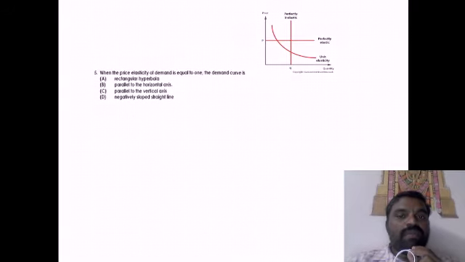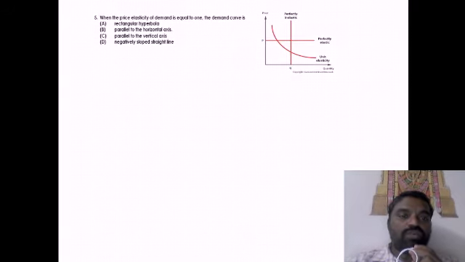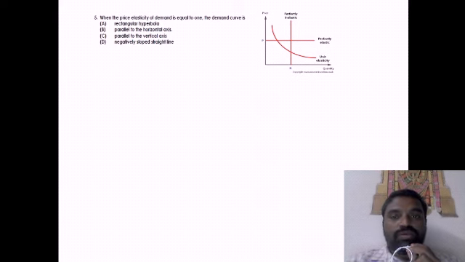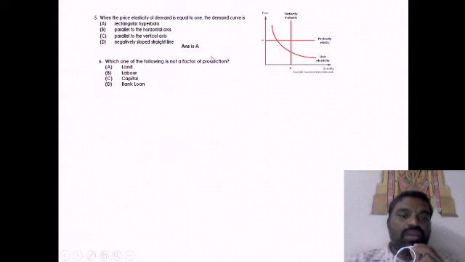And the same is applicable for the next question also. When the price elasticity of demand is equal to 1, meaning unitary elastic, the demand curve will be a rectangular hyperbola. So here, if you see, students, this is called unit elasticity, it is a rectangular hyperbola, right? So answer is A.